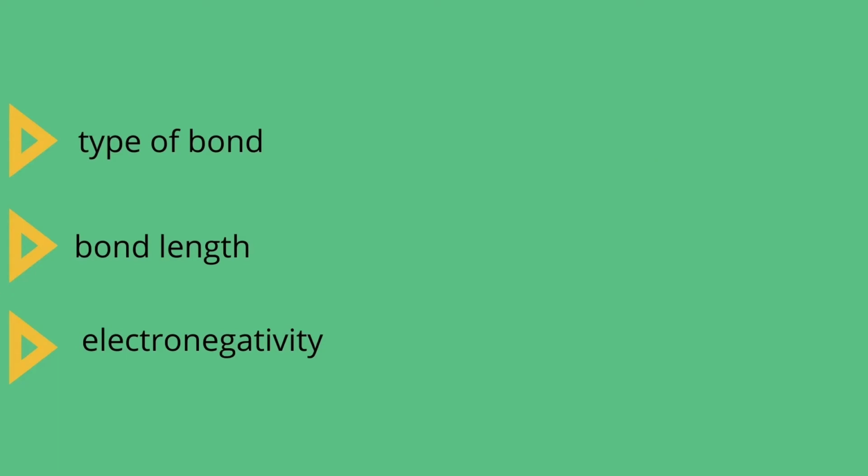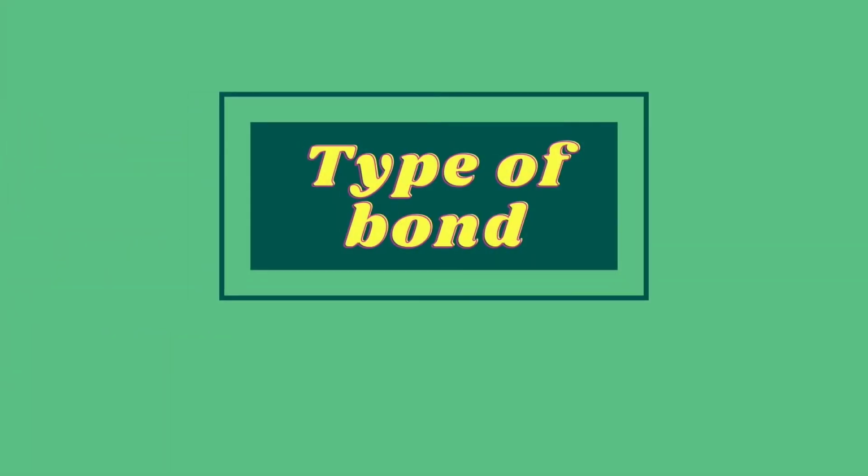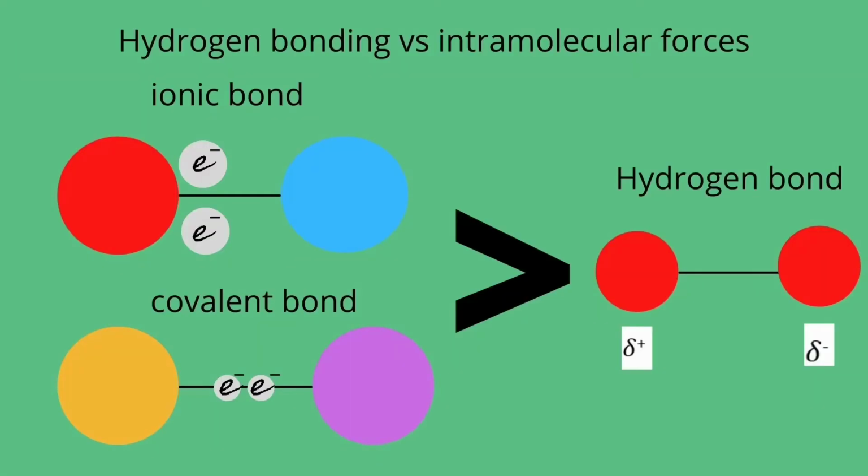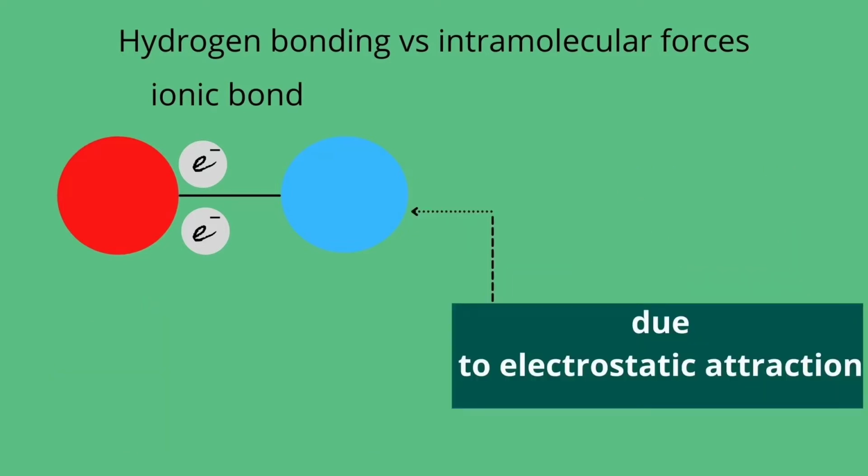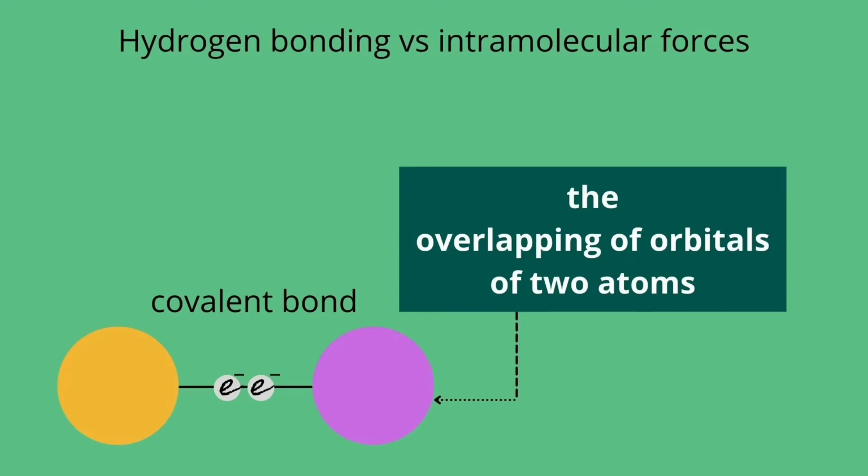The strength of hydrogen bonding depends on type of bond, bond length, and electronegativity of an element. Hydrogen bonding is weaker compared to intramolecular forces. Examples of intramolecular forces are ionic and covalent bonds. Ionic bonds are formed due to electrostatic attraction between two atoms. Hence, they are definitely the strongest. Next, covalent bonds are formed by overlapping of orbitals of atoms, hence they are stronger than hydrogen bonding.